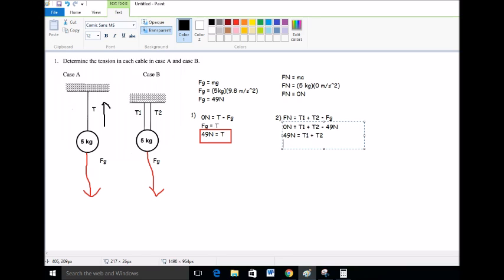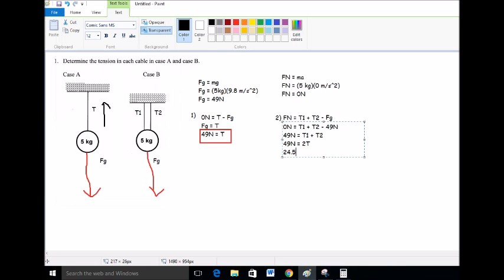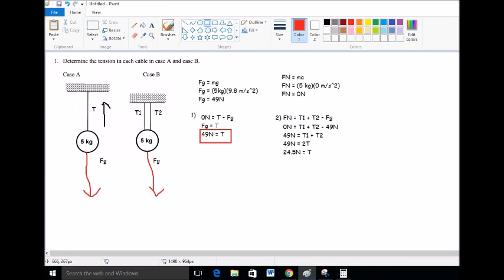So we could just simplify this and make it equal 2T, because they're equal, so there's basically two ropes with equal tension. So now when doing basic algebra, we divide both sides by 2, and what would that be? 49 divided by 2, we get 24.5 newtons equals T. Box our answer. So for case A, the tension in that rope would be 49 newtons, and for case B, it will be 24.5 newtons per rope.